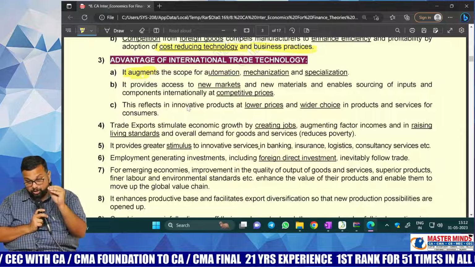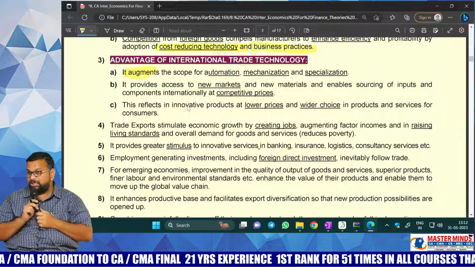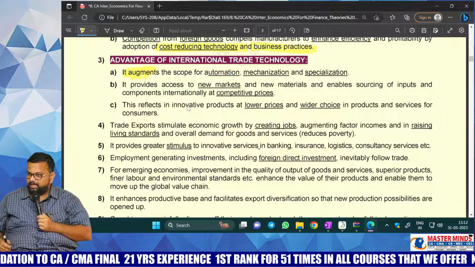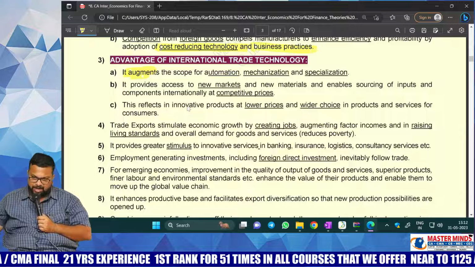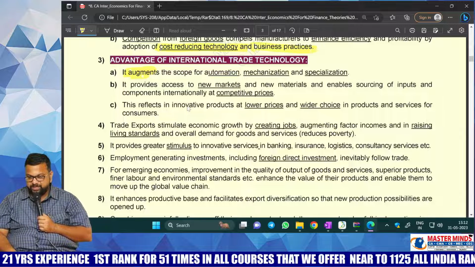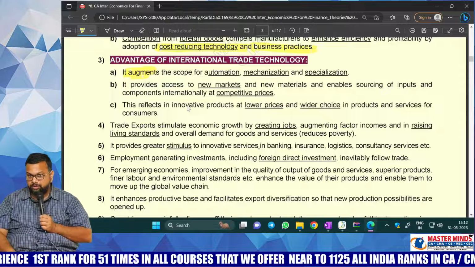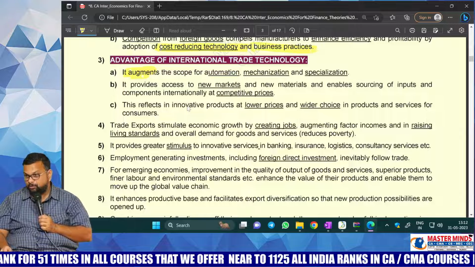Inevitably follow trade. That means if there is international trade, then only there will be FDI. FDI stands for? If there is international trade, then only funds will come from other countries to our country. That means our economy is a closed economy or an open economy? Open economy. That means we will welcome anyone into the country and we will go to any country to sell our products.